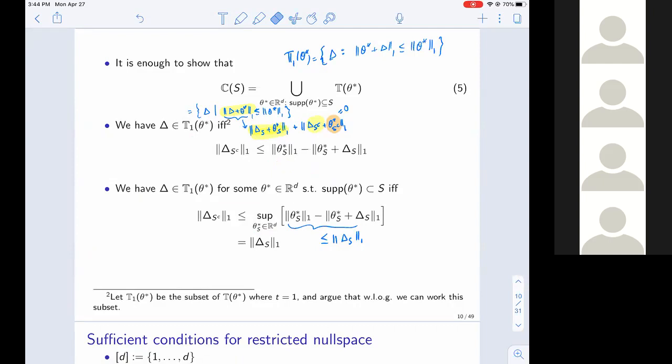So this is equivalent to this, and this holding for some theta star is equivalent to this, and then you can show that this supremum is equal to this, and then that would show that the union of those cones is basically the other cone. Okay, does that make sense to people? Yes. Okay, just verify this for yourself. It's not that difficult.